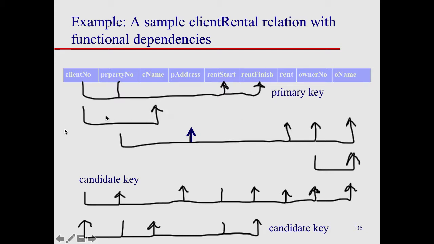So we say that these two right here, this one and this one, are partial dependencies because their left-hand attributes are a subset of the primary key. We good with that? Okay.